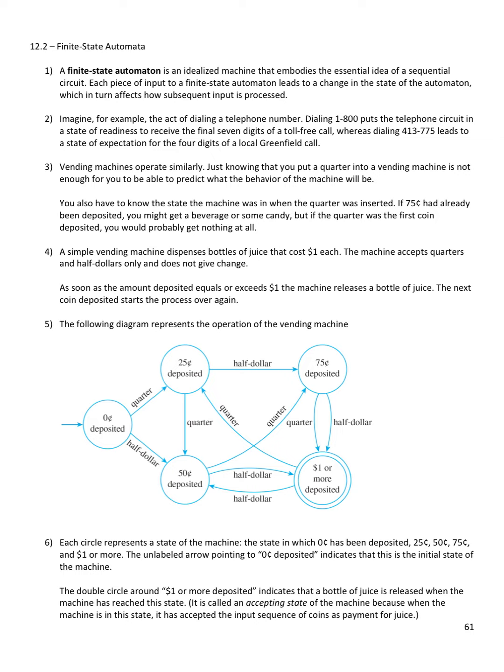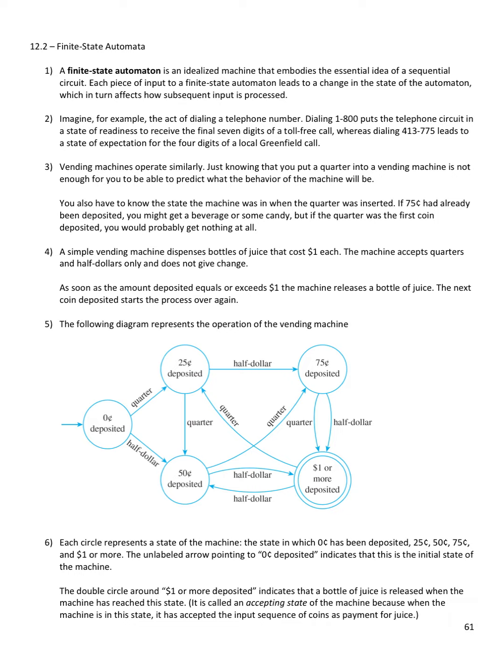So imagine, for example, the act of dialing a telephone. Dialing 1-800 puts the telephone circuit in a state of readiness to receive the final 7 digits of a toll-free call, whereas dialing 413-775 leads to a state of expectation for the 4 digits of a local Greenfield call.